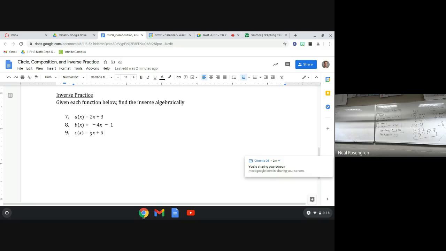There's the inverse. It's right there. It's just not isolated in the way that we would like. So I'm just going to get y by itself. I'll subtract 3 on both sides. And I will divide by 2 on both sides. Okay. So I get 1/2 x minus 3/2 equal to y. And I'm just going to use inverse function notation. A inverse of x equals 1/2 x minus 3/2. Simple process, nothing crazy.